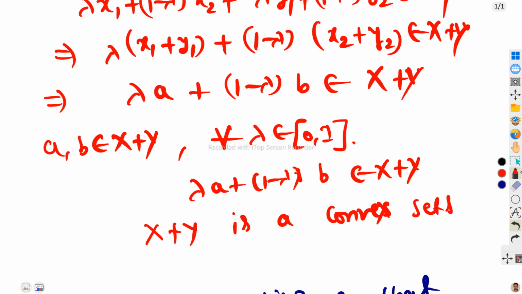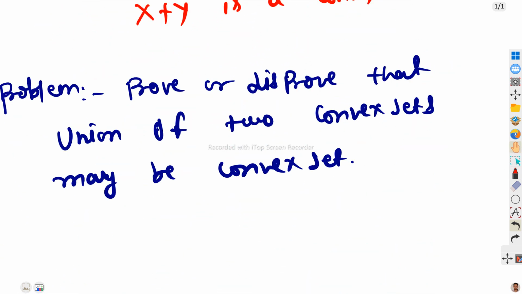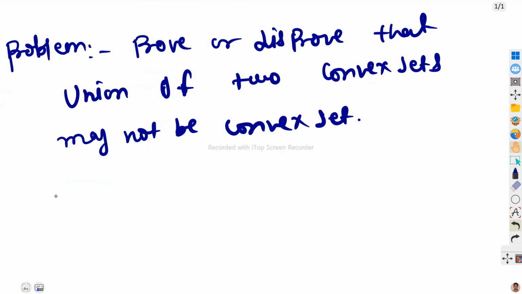Again, we have a problem: prove or disprove that the union of two convex sets may be a convex set. It may not be a convex set. So we are going to check this statement.